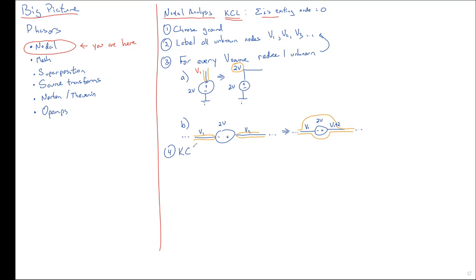Now that you've got all your nodes labeled, you can do KCL, and you're going to do it at every node or supernode, and you will never do it at ground. If you do, you'll come up with a set of equations that look solvable but won't be.